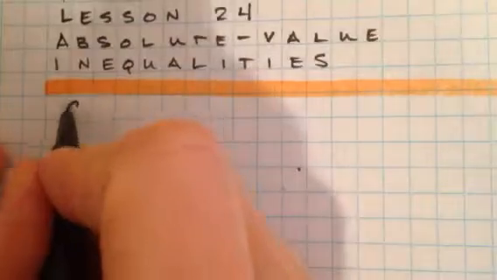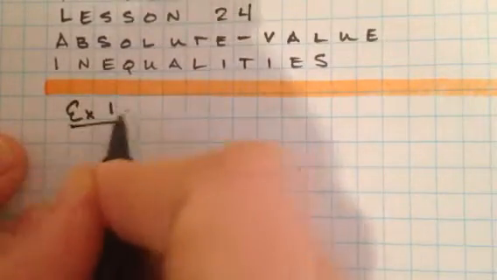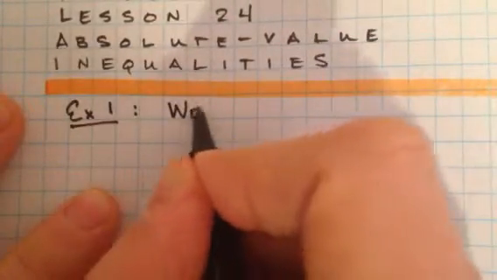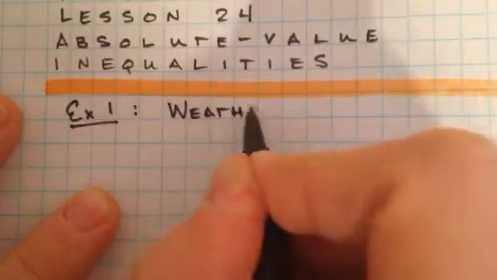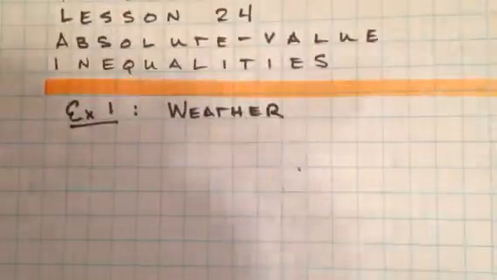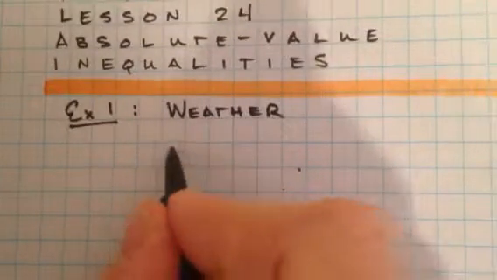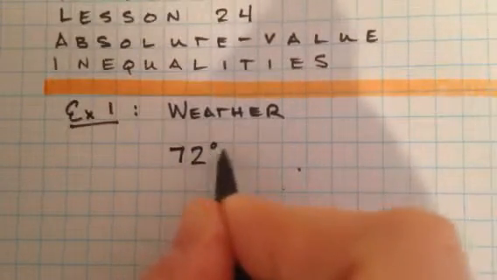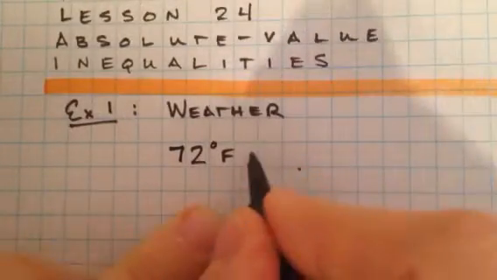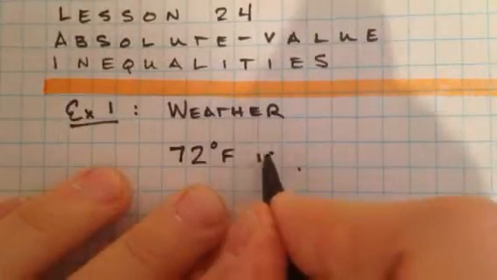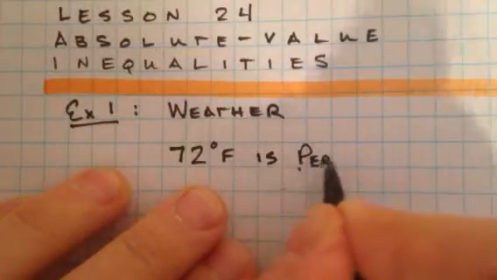Three examples today. First, I want to talk about the weather. Oh, it's been cold lately. You know what would be perfect? 72 degrees. In fact, let's say 72 degrees Fahrenheit is the perfect weather. That's ideal.